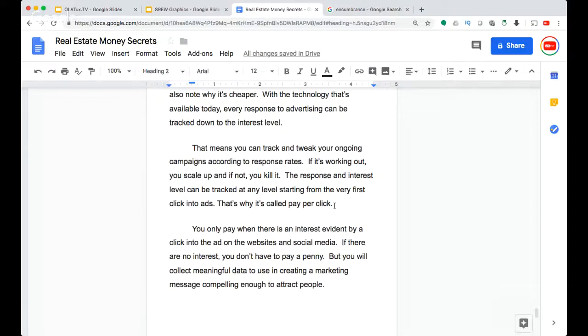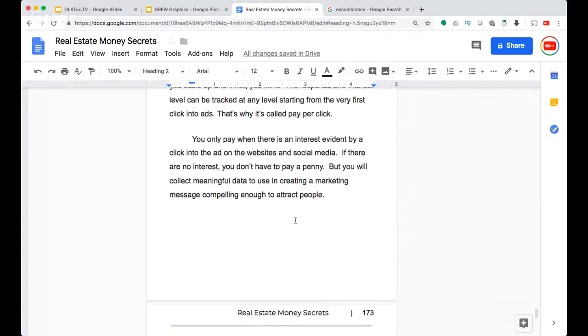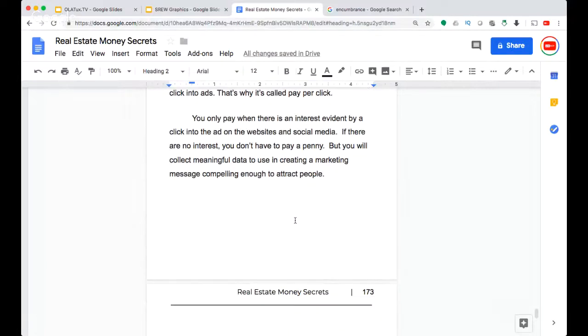And if not, you kill it. The response and interest level can be tracked at any level starting from the very first click into ads. That's why it's called pay per click. You only pay when there's an interest evident by a click into the ad on the website or social media. If there is no interest, you don't have to pay a penny, but you will collect meaningful data to use in creating a marketing message compelling enough to attract people.